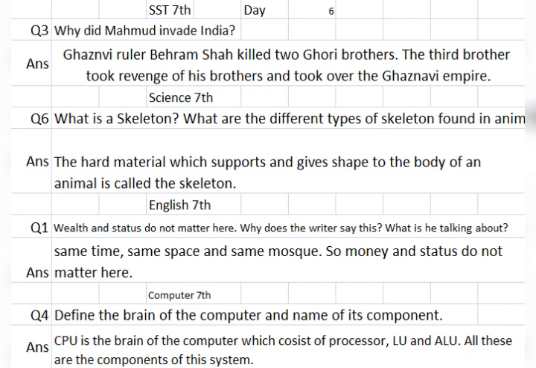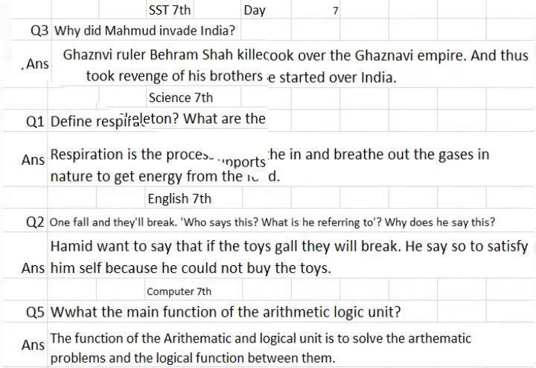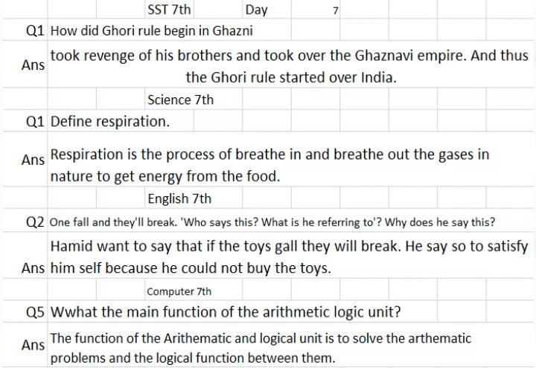English class 7 Day 6: Wealth and status do not matter here. Why does the writer say this? What is he talking about? Wealth and status do not matter here. The writer is saying about Mahmud and Ayaz that how they went into the mosque. They went into the same space, the same mosque. So money and status do not matter here.